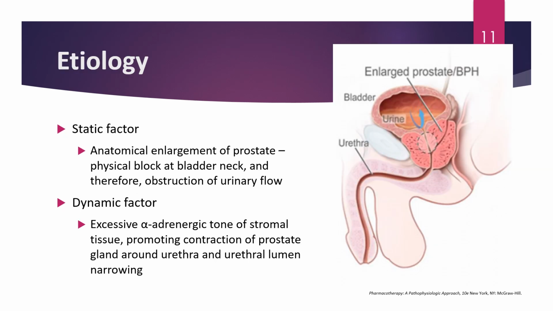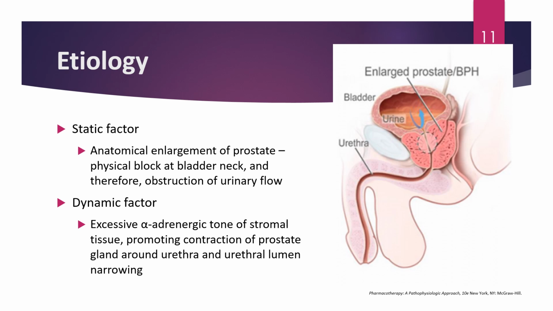In regards to etiology of BPH, we have to think about static factors and dynamic factors. In terms of the static factor, the factor that stays the same with BPH is the anatomical enlargement of the prostate. So the prostate size is essentially preventing the outflow of urine potentially from the bladder area. There's a physical block at the bladder neck, and therefore urinary flow is obstructed here.